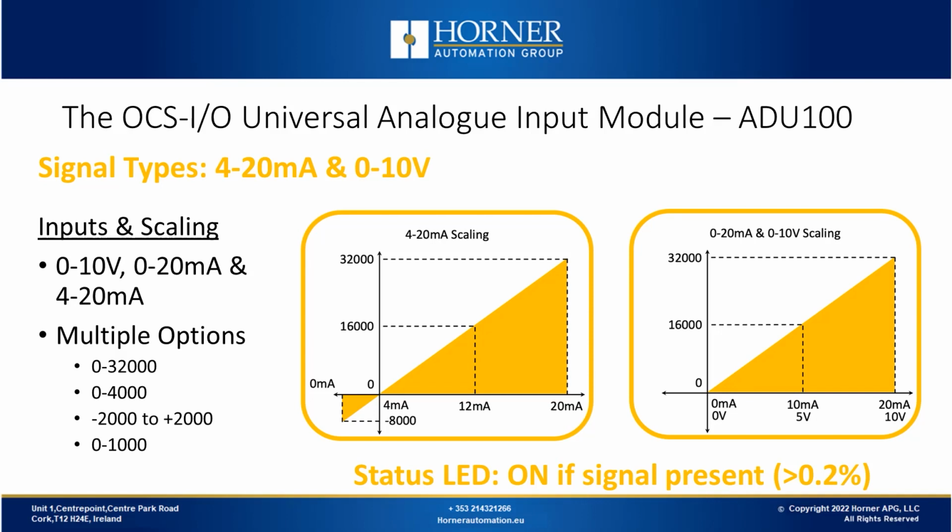So for current, we recommend 4 to 20 milliamp as the range you should select. And for voltage, we still recommend 0 to 32,000 as the range you would select.